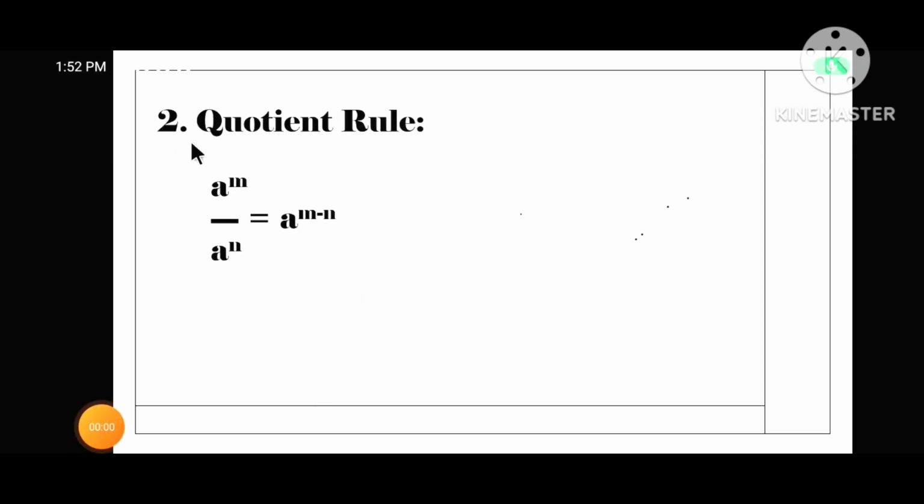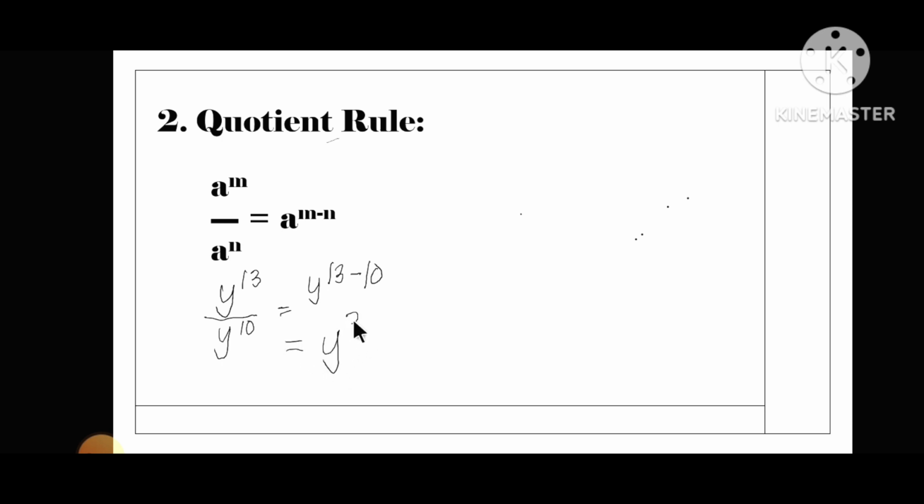Okay, rule number 2, quotient rule. A to the m over a to the n is equal to a to the m minus n. So we subtract, no? Kapag nagdi-divide tayo. Example, y to the 13 over y to the 10 is equal to y to the 13 minus 10. Oh, what's 13 minus 10? That's 3, no? Y cubed. And that's it. Okay?